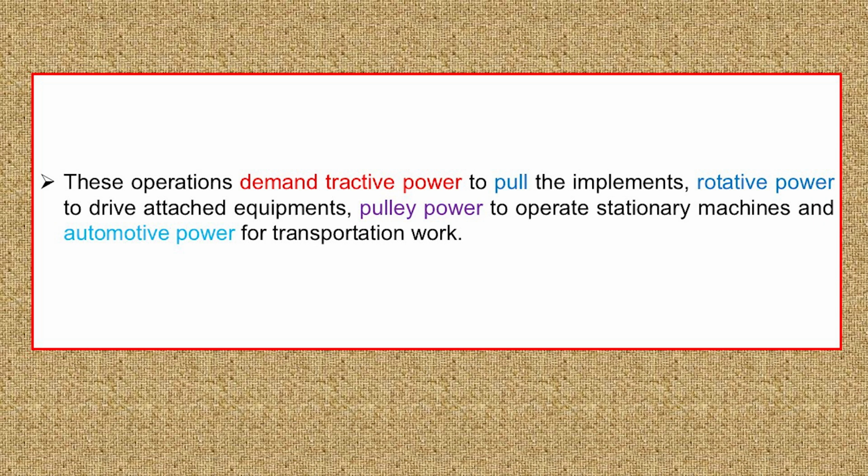So there are various ways in which machines require power. If you want to pull an implement, like performing a plowing operation, you have to pull a plow. For that, all you need is pulling power. That can be met by various sources of energy, and you can use any one of them. You need rotating power in order to drive an attached equipment.